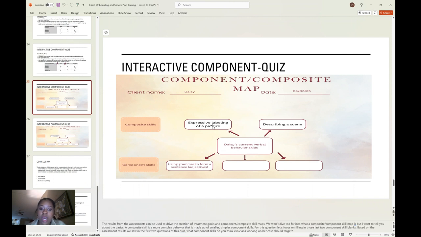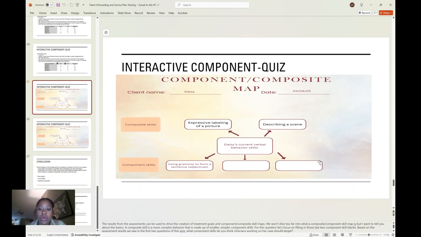So her parents would like her to work on expressive labeling or expanding language, right? So you could start to work on expressive labeling of a picture, which is what she's already doing, but she's having trouble and needs this skill strengthened. So you're going to take a look at the component skills or the simpler skills that are needed to make up the composite skill of being able to expressively label or describe a scene. So the treatment goal here would be describe a scene, or I guess expressive labeling.